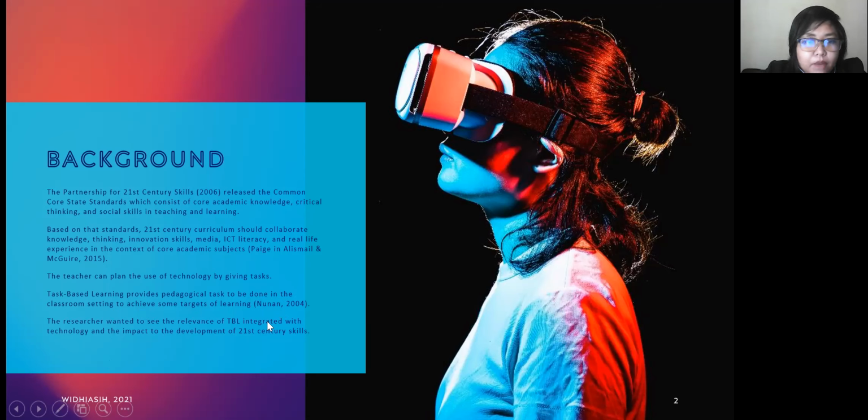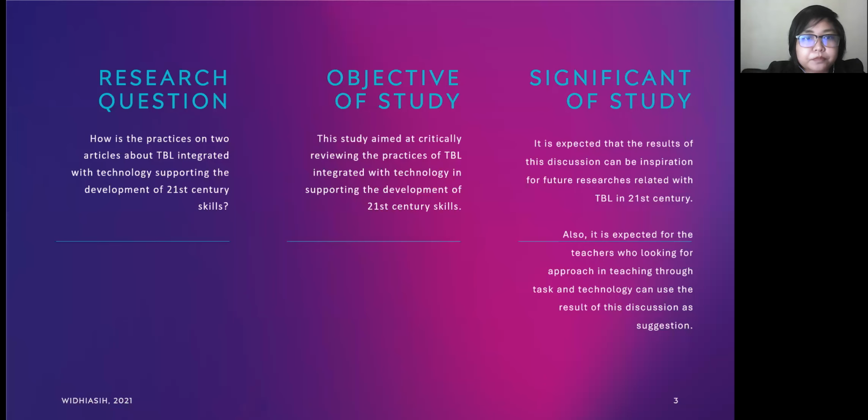Based on this background, the researcher wanted to see the relevancy of task-based learning integrated with technology and the impact on the development of 21st century skills. The researcher will do a kind of critical review of 2 articles related to TBL and technology in the next session.